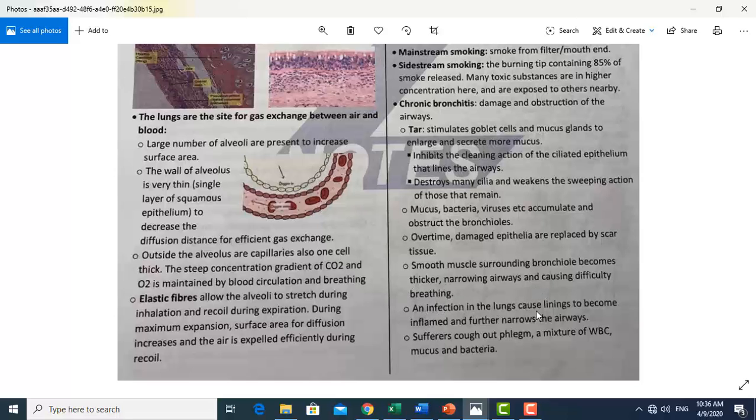An infection in the lungs causes the linings to become inflamed and narrows the airways further, and they also suffer from coughing out phlegm, which is a mixture of white blood cells, mucus and bacteria. That's why someone who's around twenty and a smoker, when he coughs, it's like, oh dear, you sound like an old man coughing. Okay, I hope you got the idea right now.